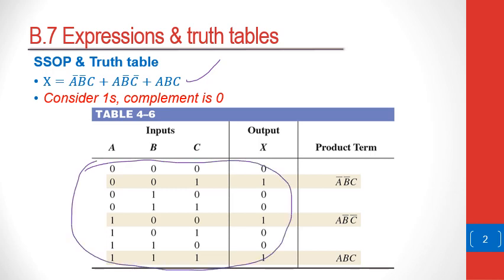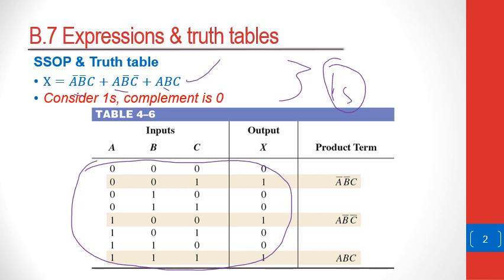Now, if you want to relate standard sum of products with the truth table, there are two simple rules. The first thing is you consider ones. Each product is represented by a 1, and a 0 represents a complement on the variables. Since we have 3 products here, we can tell that our truth table will have 3 ones. Each one will represent each product.